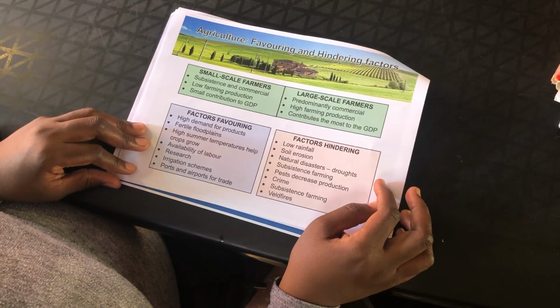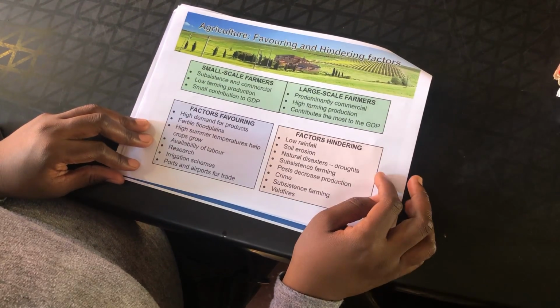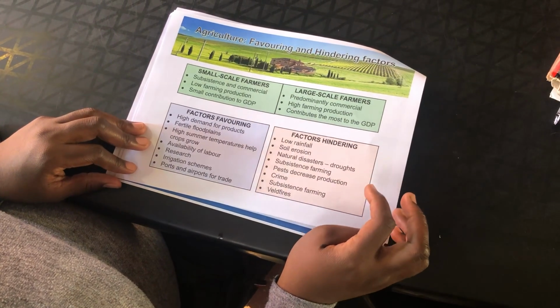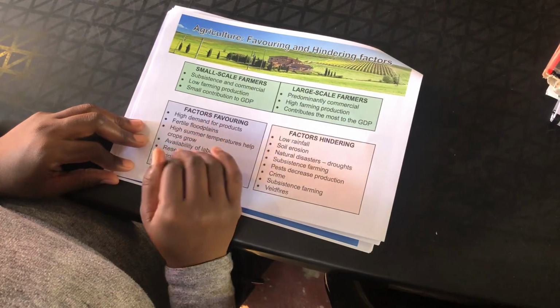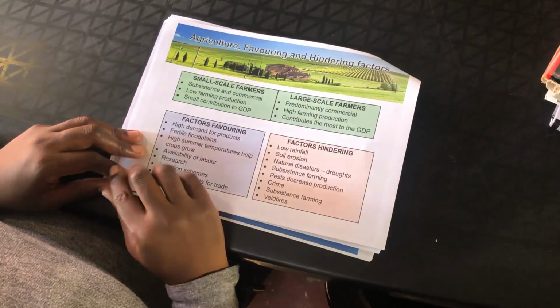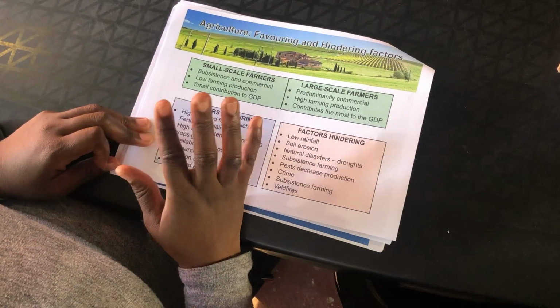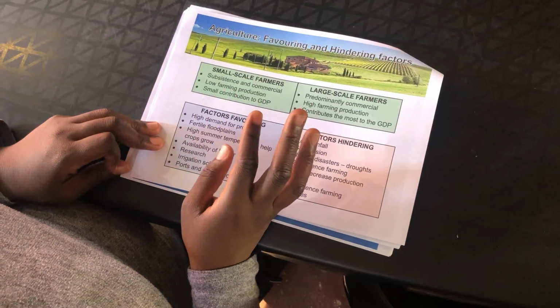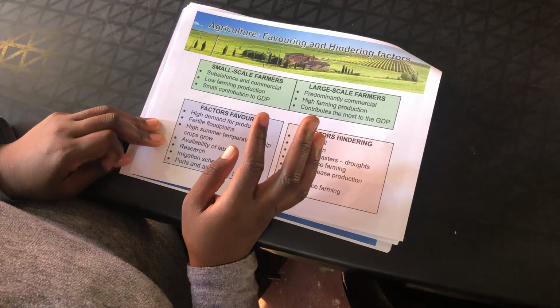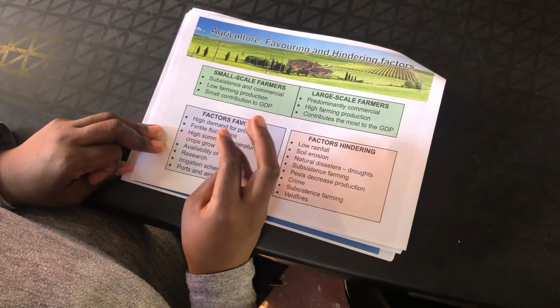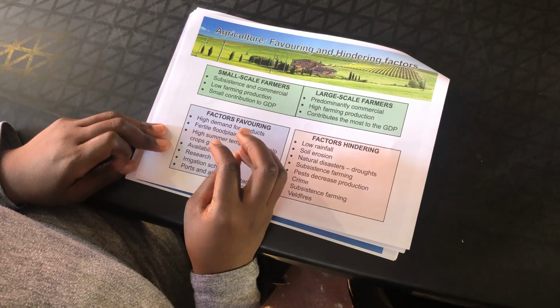So whenever we look at agriculture, we need to look at what are the factors that favor or promote agricultural production in our country. So before we look at that, we also need to know that we have what are called small-scale farmers. We also have what are called large-scale farmers. Small-scale farmers involve subsistence farmers who produce crops for their own consumption, and also some commercial farmers there. Commercial farmers are farmers that produce crops for profit.